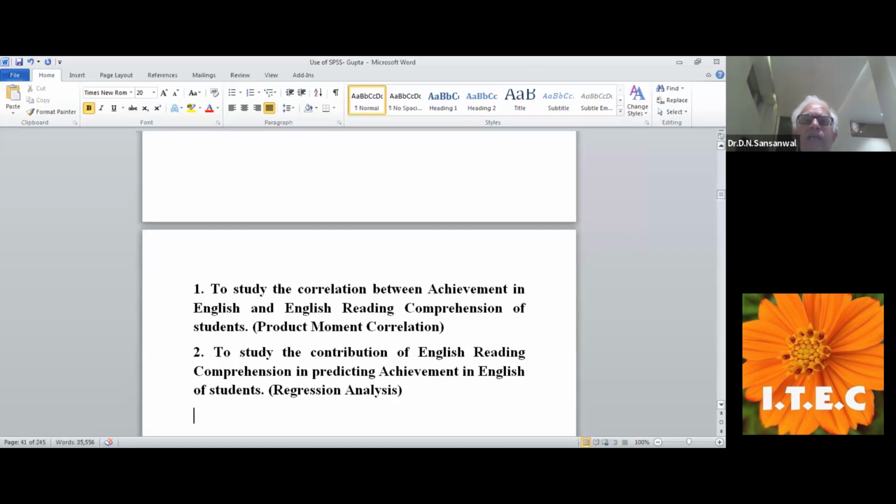Is this point clear to you or you want to ask a question? I'm waiting for your response. Only Patnaik has given the answer. I want to know from other participants, have you understood or should I give more example?